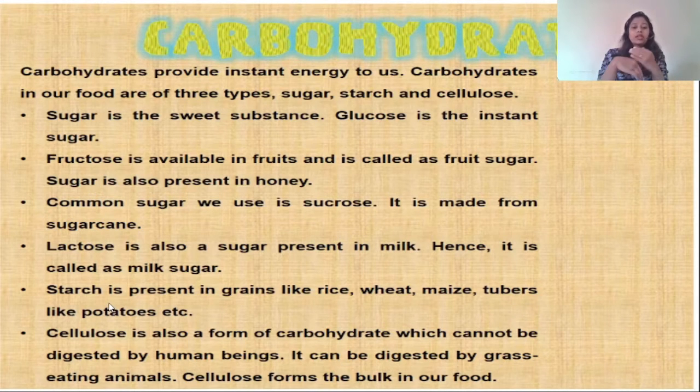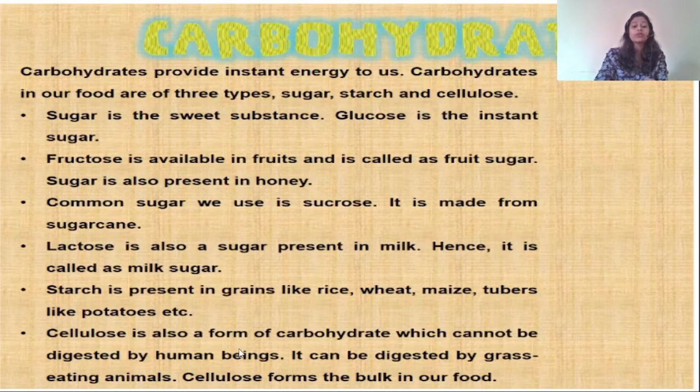Now, this is all about the main types of sugar. Don't think only these sugars exist. Many more sugars are present, but every day we consume these four basic sugars. Now let's talk about starch, which is the second type of carbohydrate. Starch is present in grains like rice, wheat, maize, and tubers like potatoes, tapioca, etc. And the third type is cellulose.